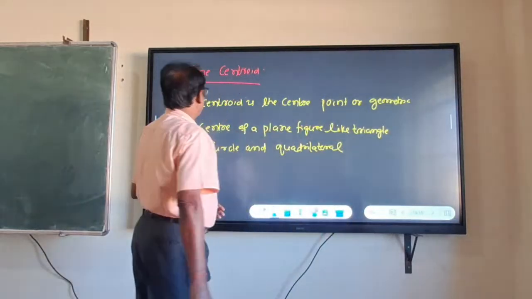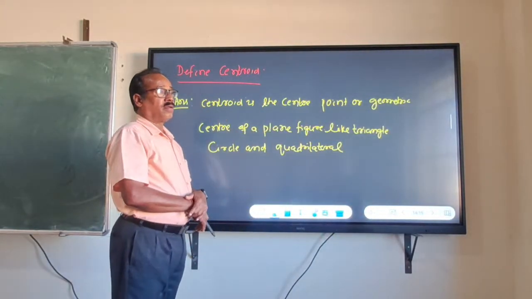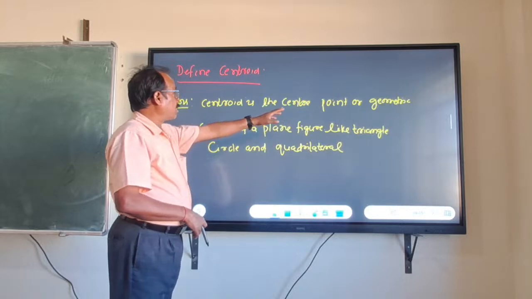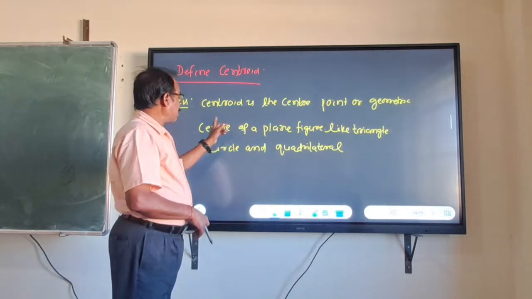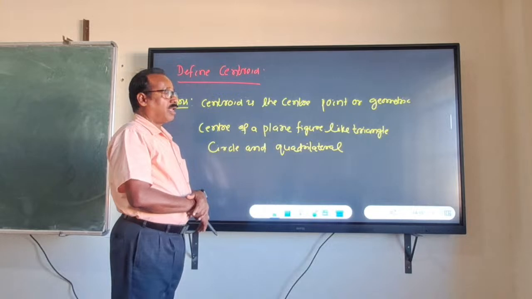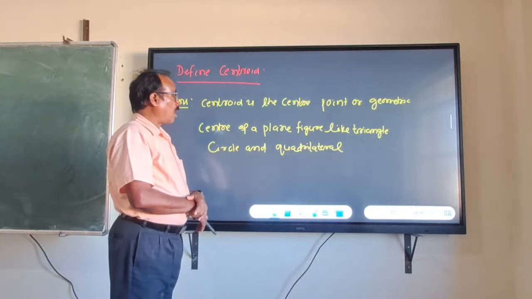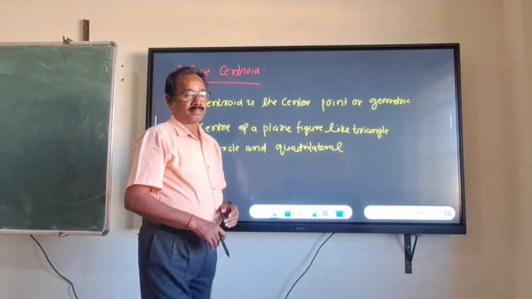The last one is define centroid. Centroid is the center point or geometric center of a plane figure like triangle, circle and quadrilateral.